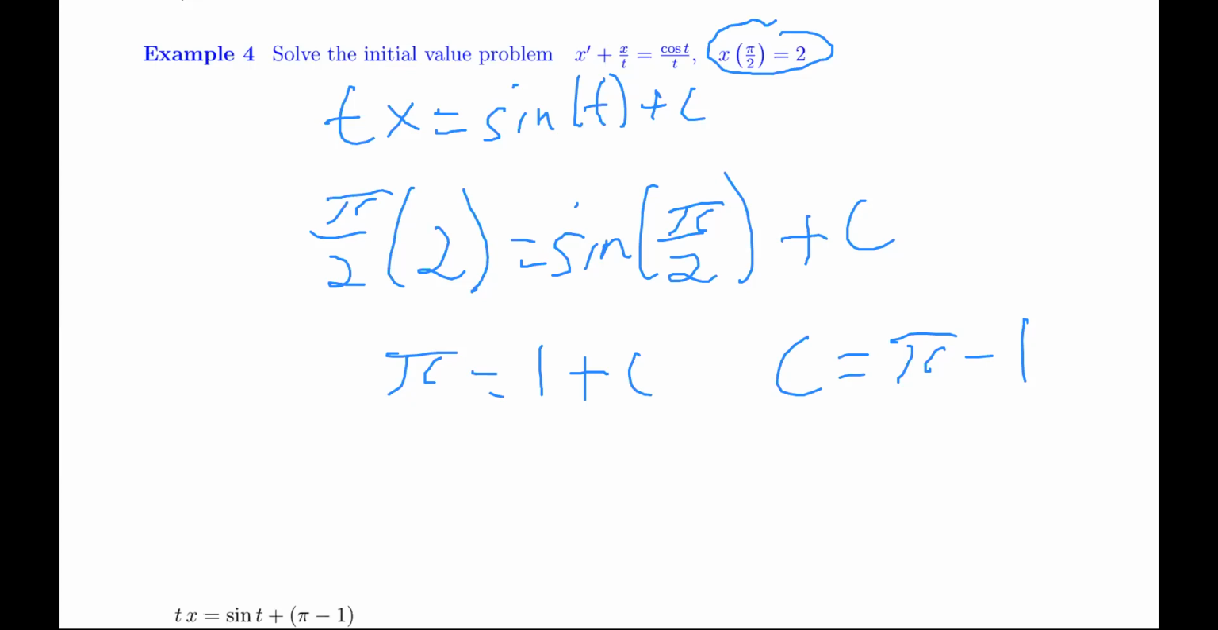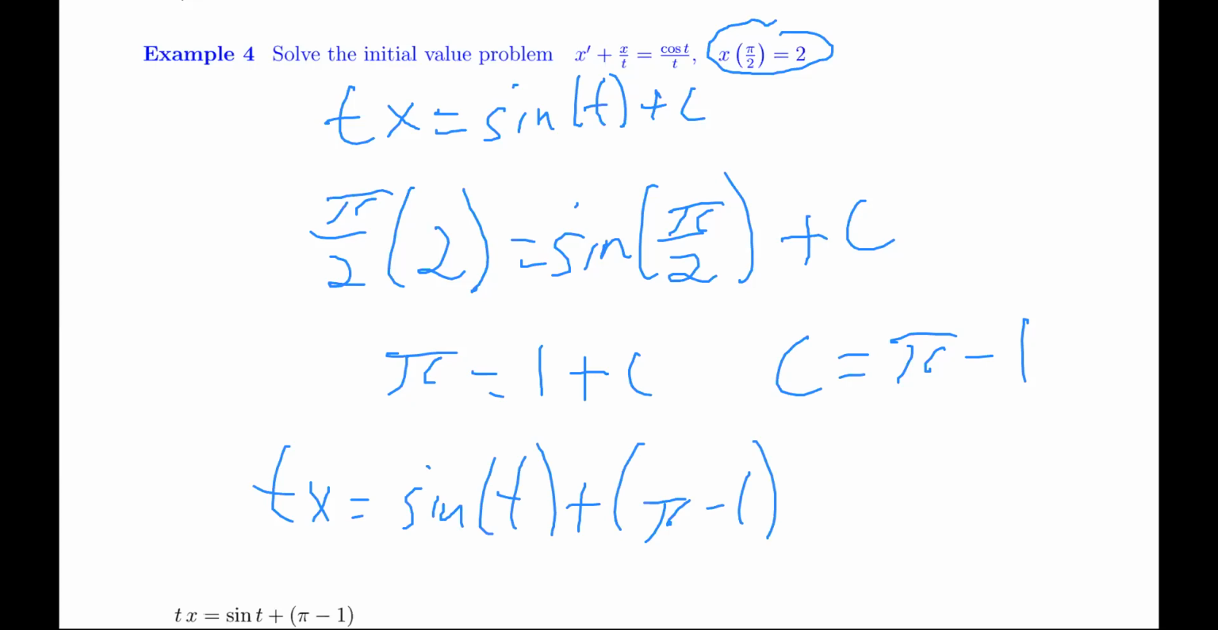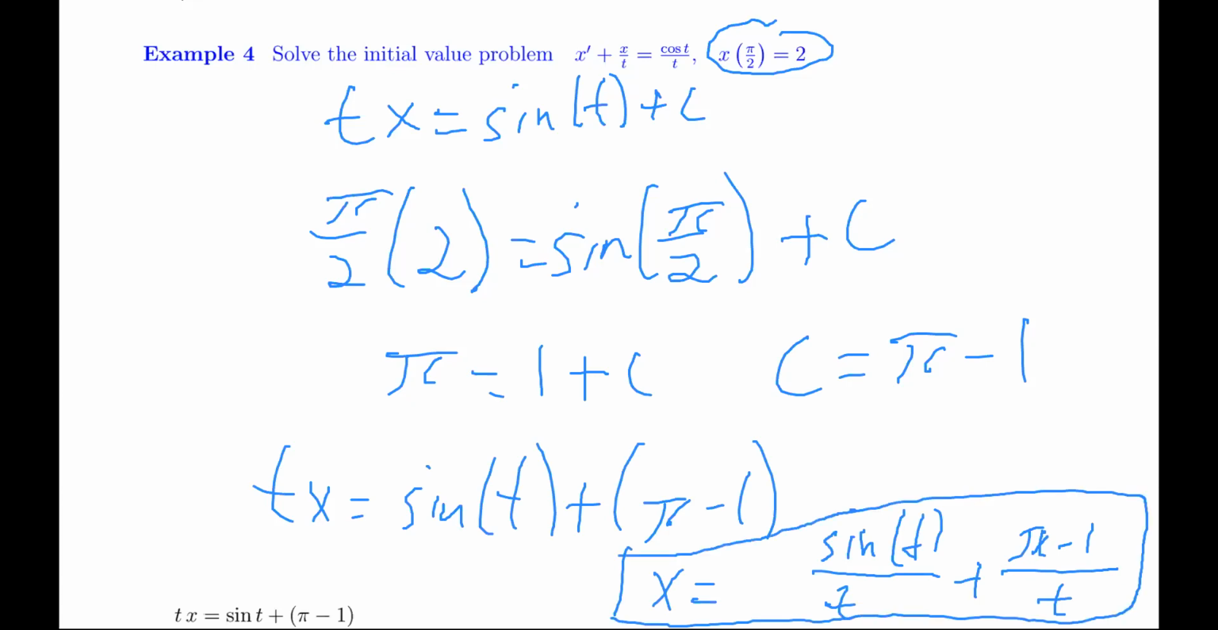So our solution then is t x is equal to sine of t plus pi minus 1, or in other words, x is equal to sine of t over t plus pi minus 1 over t. And that is our solution to the initial value problem. And that'll also end this video.